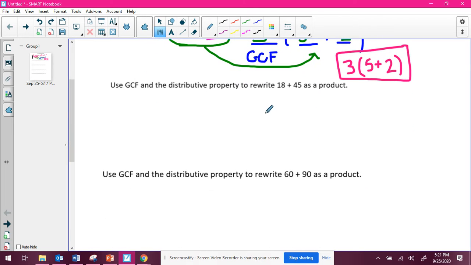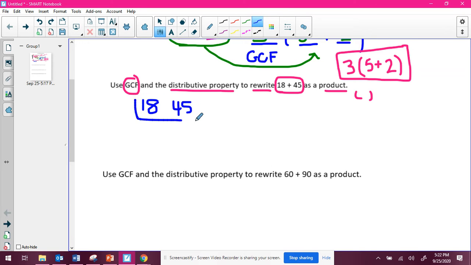The next one, we're doing the same thing. We're going to use the GCF and the distributive property to rewrite the expression 18 plus 45 as a product, which means we need to add in those parentheses. So I'm going to find the GCF of 18 and 45. I can divide both of these by 3. 3 times 6 is 18. And 3 times 15 is 45.